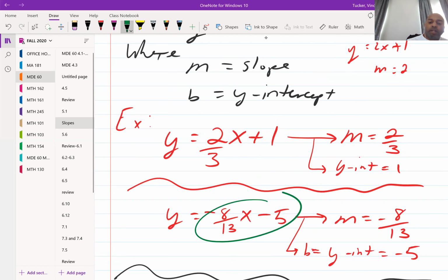And then the same thing as for this problem down here, we have y equal to -8/13x minus 5. So the -8/13 is your slope, and the -5 is your y-intercept.